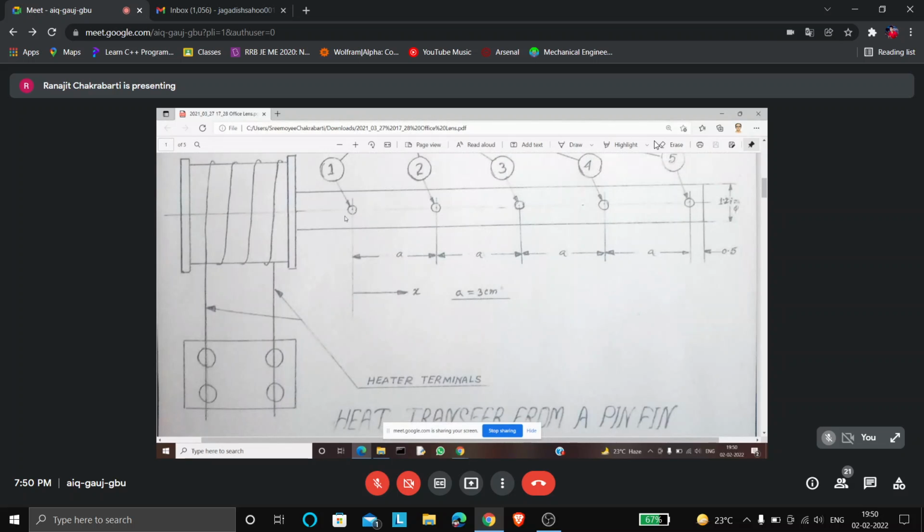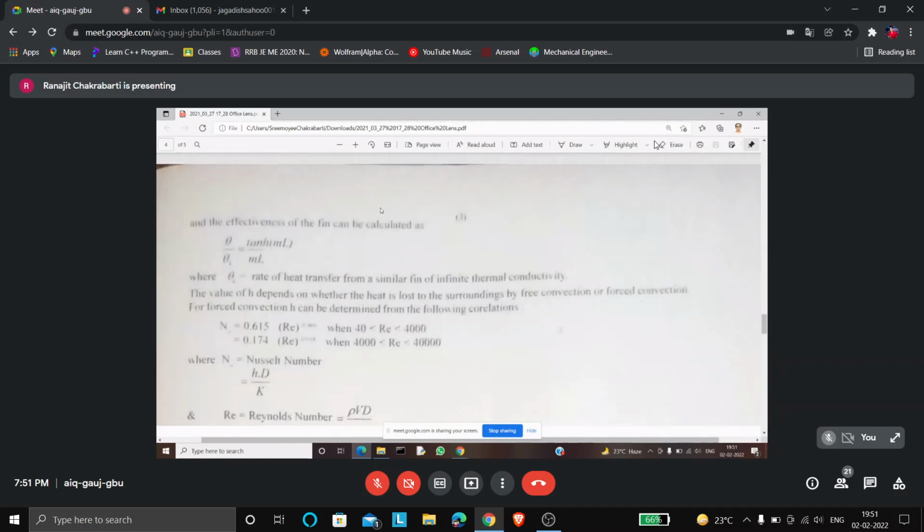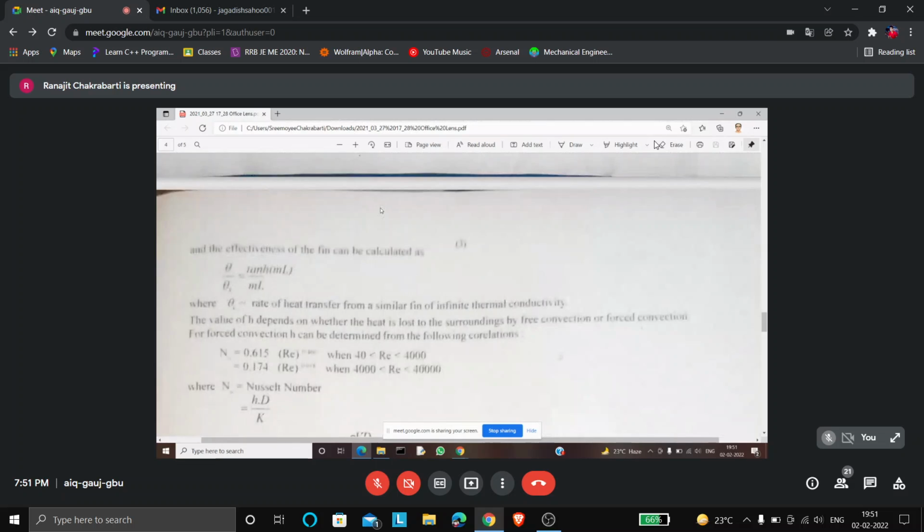In this fin, if the fin base temperature and the fin surface temperature up to the end are all equal, that means there is no temperature drop through the fin. That means the thermal conductivity is infinite through the fin, so the thermal resistance is zero. Under that condition, whatever is the heat transfer rate from the fin surface, that is the maximum heat transfer rate, and that is used in the denominator. So that is the efficiency, and this is Q by Q max.